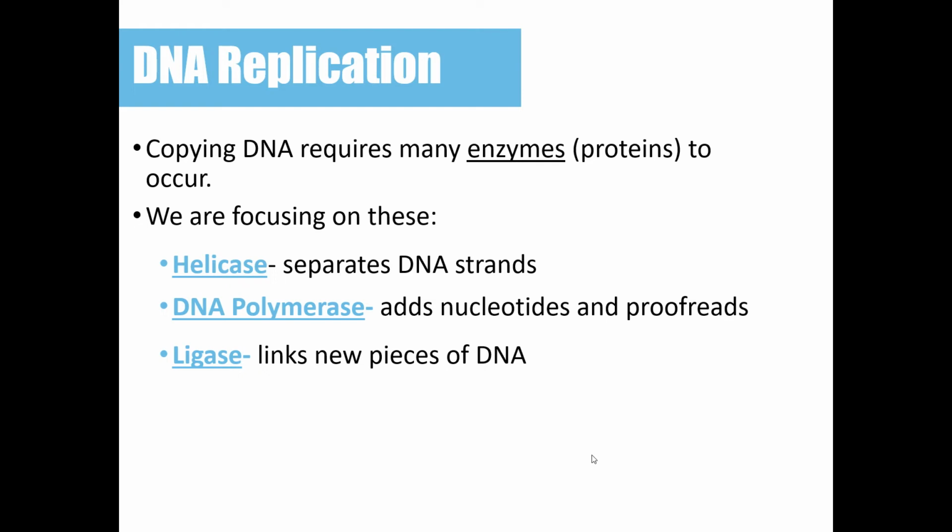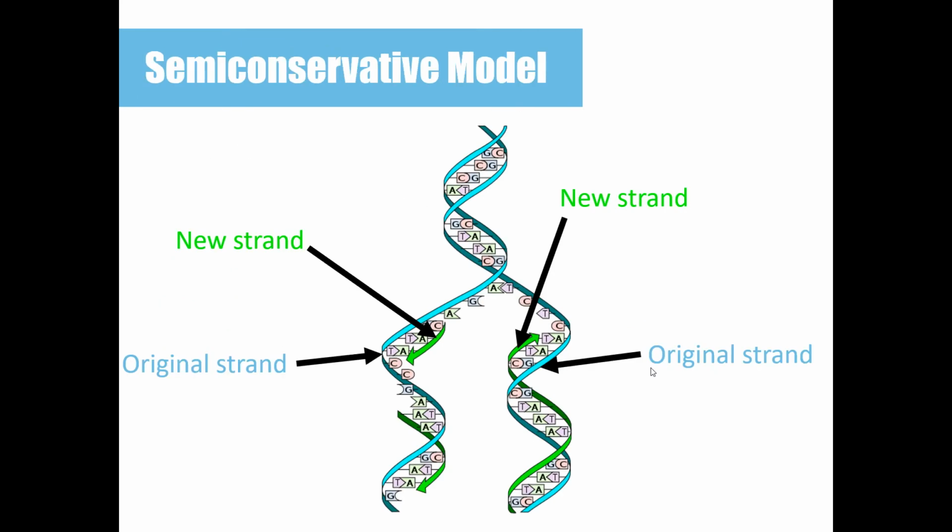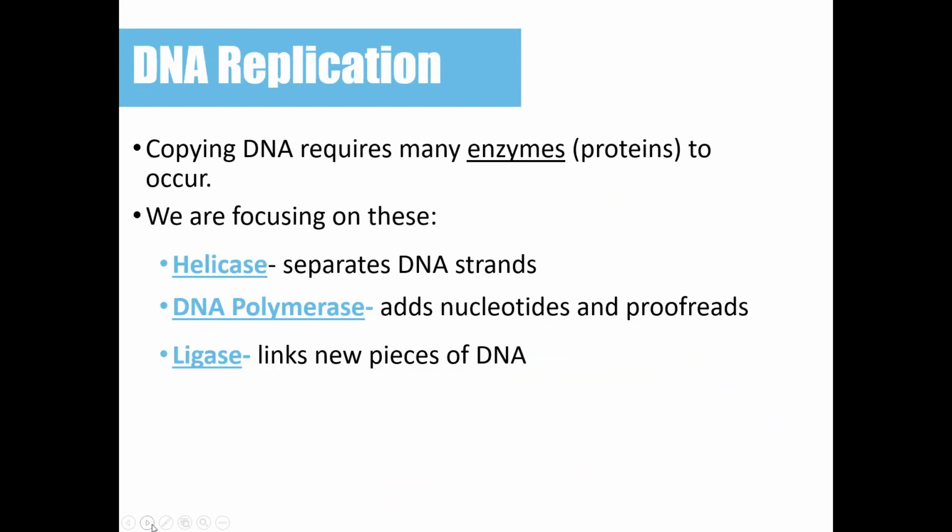We talked about that in Unit 1, but we're going to focus on 3 key players today. So helicase, DNA polymerase, and then ligase. So helicase is an enzyme that separates the DNA strands. So let me go back to that picture. Okay, so you can see the original DNA strand is going to separate, and the enzyme that's going to actually unzip the DNA molecule is helicase.